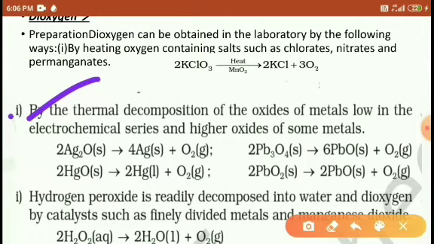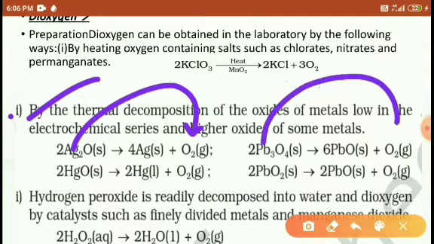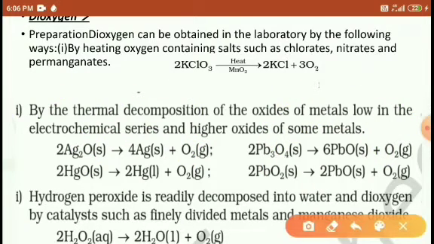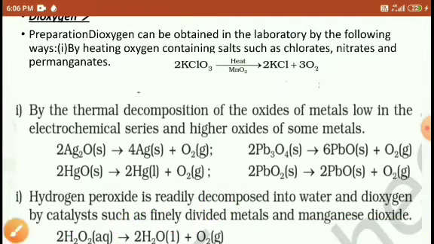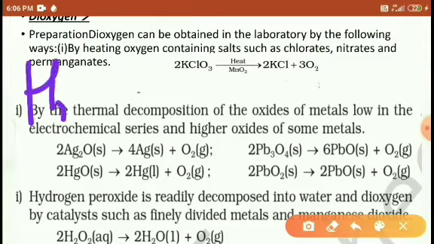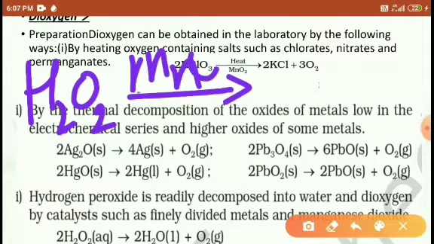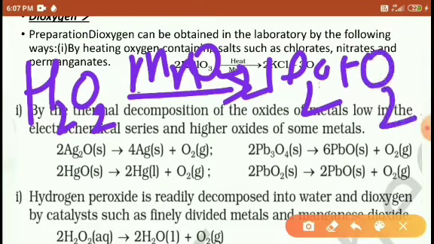Next, the second method is thermal decomposition of metal oxides. Silver oxide releases oxygen, lead oxide releases oxygen, and mercury oxide releases oxygen. All metal oxides on heating liberate oxygen. Similarly, hydrogen peroxide H2O2, to which we add the manganese dioxide catalyst MnO2, forms H2O plus liberation of oxygen.